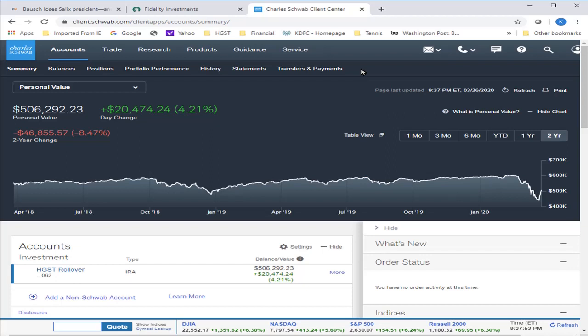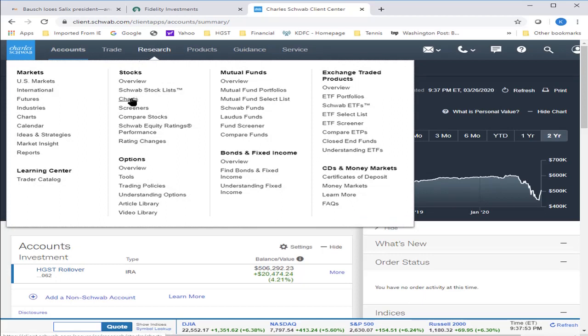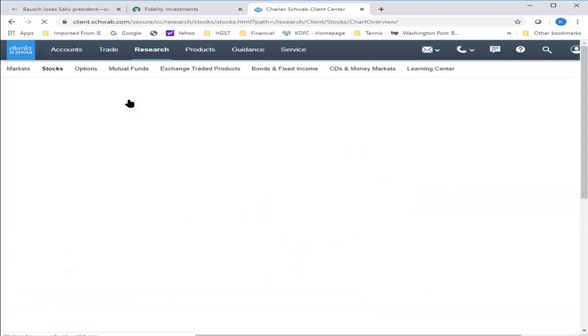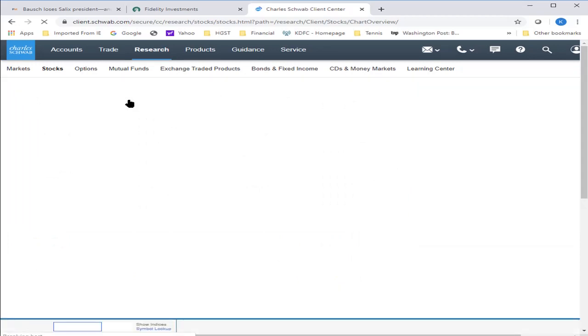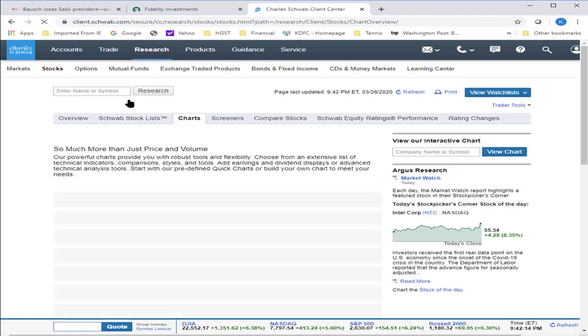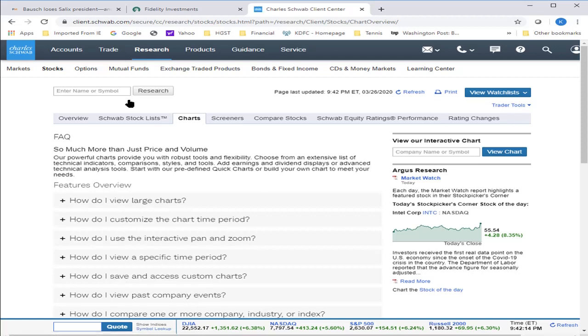You usually will get them in the charts, and what we'll do is select the research, and you can use the stock research here, or you can do the market also. If you select the stock and use charts, this is the Charles Schwab website. Most companies will have their own website and have similar tools available, so you'll just have to find them within the various websites you use for your financial management.